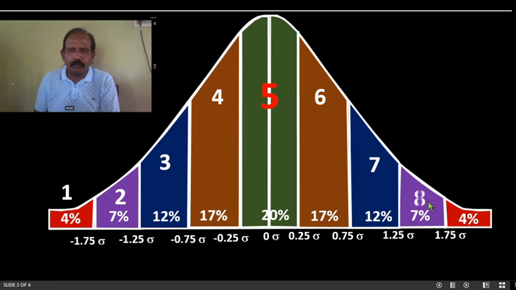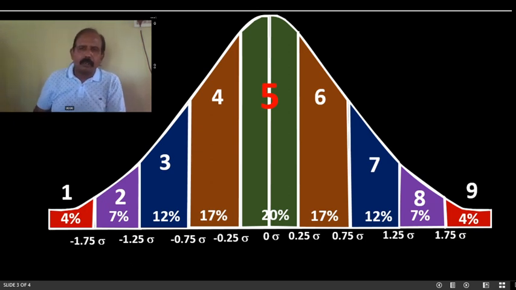Stanine 8 is assigned to the next 7% of the observations, and stanine 9 is assigned to the highest 4% of the observations. In this way, the entire data is divided into 9 parts, and all the scores of the data are assigned a particular stanine in a single digit. It means this standard score converts the raw scores into a single-digit standard score from 1 to 9, from lowest to highest.